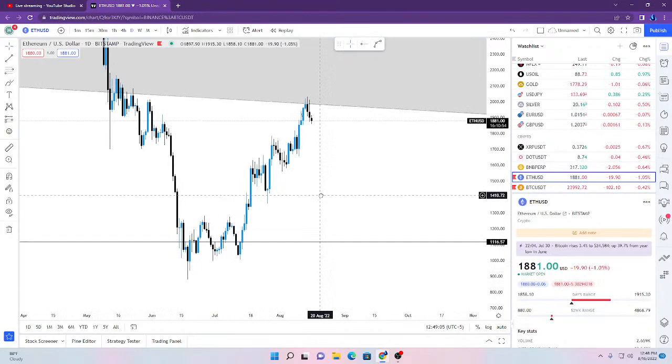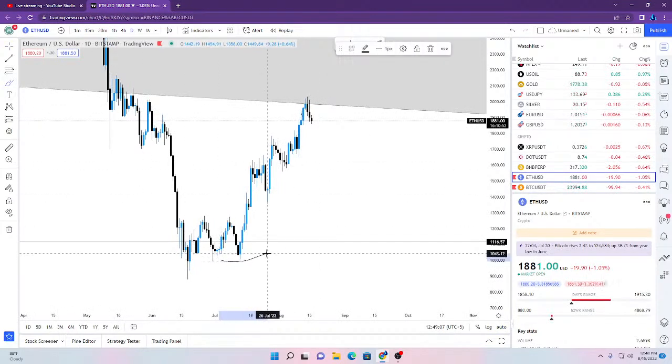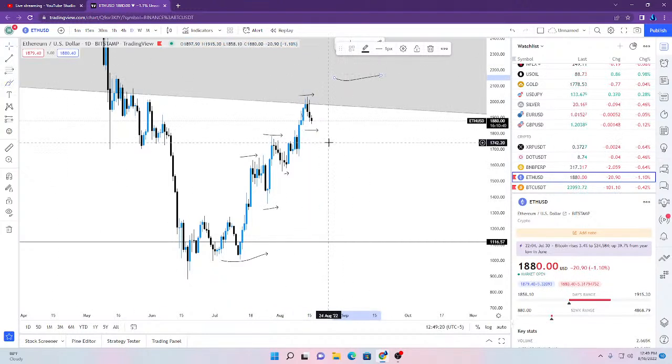ETH is in clear uptrend. Again, you see swing low, higher high, higher low, higher high, higher low, higher high, and somewhere right here above this zone 1795, another higher low, another higher high. This is how ETH is working.